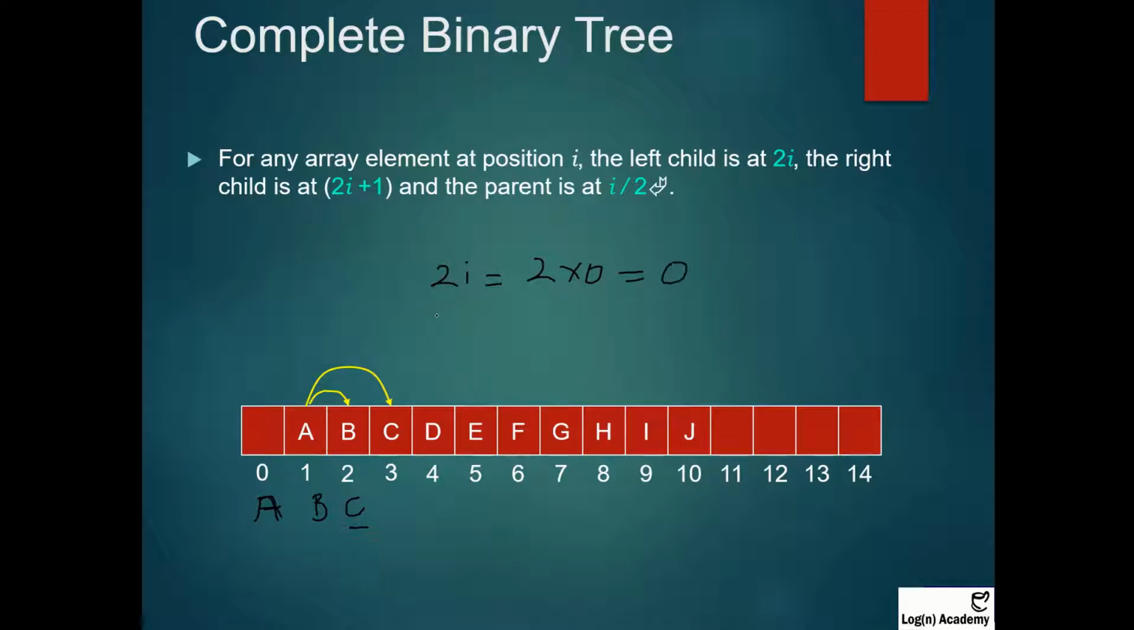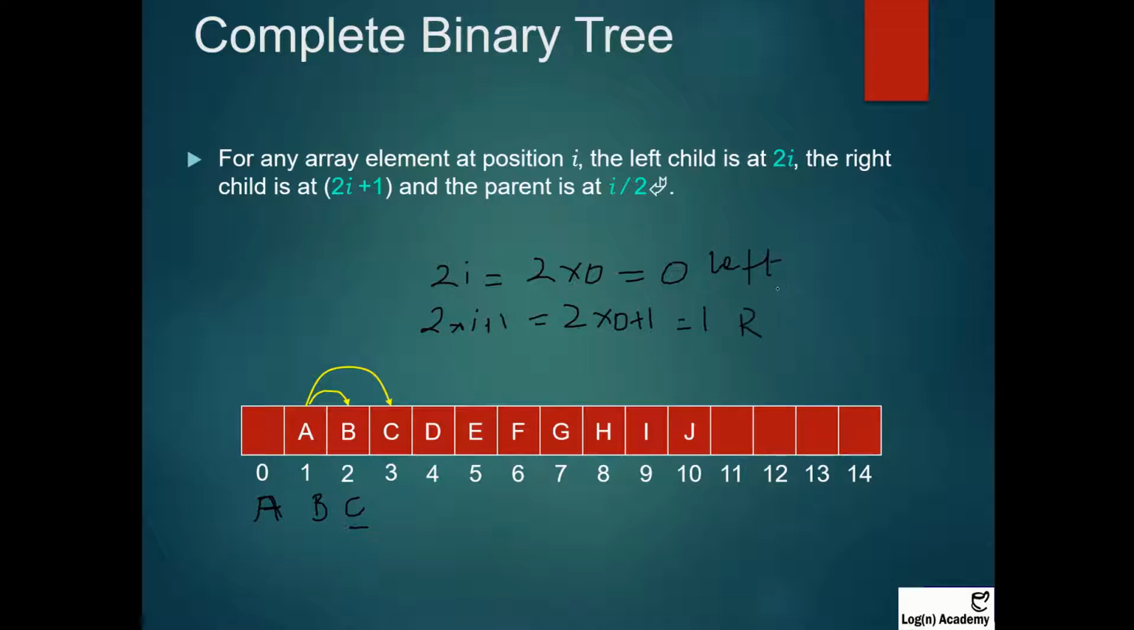And if I want to get the right child, it will be 2 into I plus 1. So it will be 2 into 0 plus 1, and the answer is 1. So as you can see, this is the left child, and this is the right child.